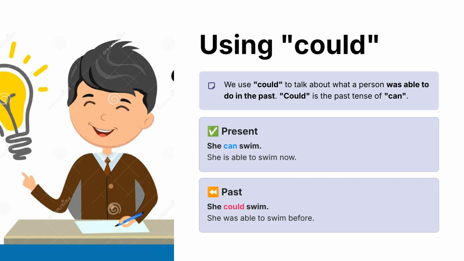Now let's look at using could. We use could to talk about what a person was able to do in the past. Could is simply the past tense of can. For example, in the present, we say, she can swim, meaning she is able to swim now. In the past, we say, she could swim, meaning she was able to swim before.